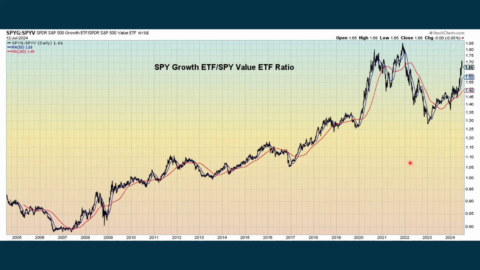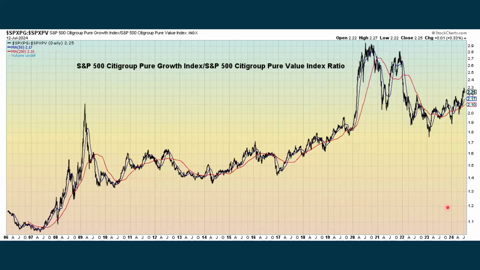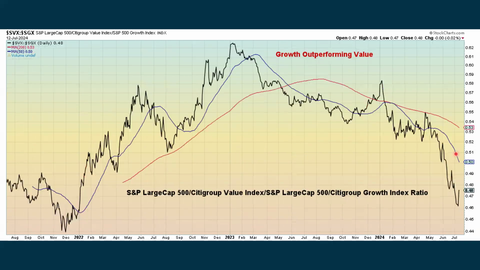And this is a longer term chart going back to 2004, showing how growth is outperforming. Here's an inverse of that same chart, just in case we see something that we may have missed in the previous chart, showing how value is underperforming growth. And then we have these peer growth indexes again, but a longer look at this, showing how growth is outperforming. And then this is another index that we look at, showing how value is underperforming growth. So we're seeing confirmation this way.